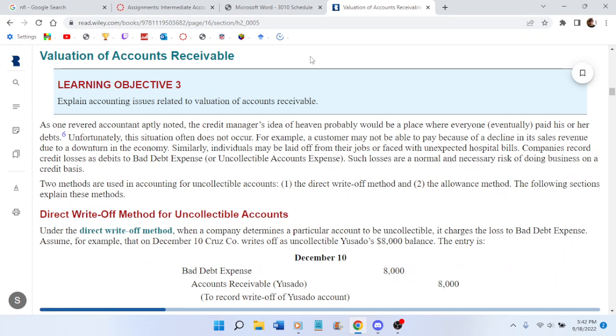Debits to bad debt expense. Uncollectible accounts expense.